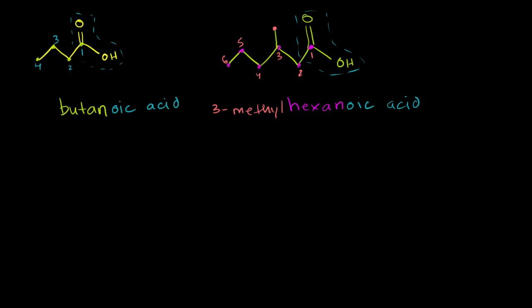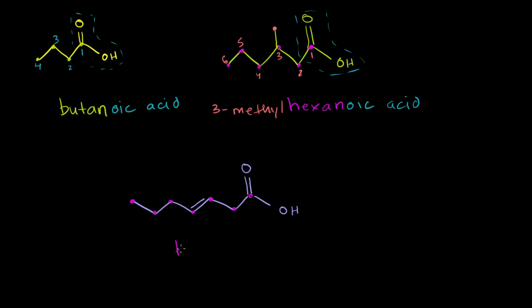Let's do one more. Let's say we had a molecule that looked like this. Let's see, that's 1, 2, 3, 4, 5, 6, 7 carbons. And then we have our carboxyl group, just like that. And let's say that we had a double bond right over there. What would we call this? Well, once again, look for the longest carbon chain. We have 1, 2, 3, 4, 5, 6, 7 carbons.